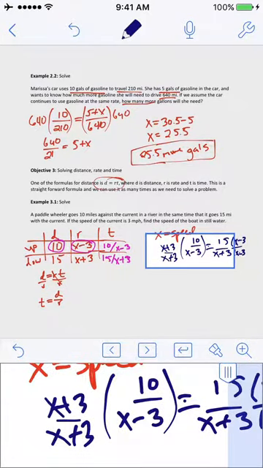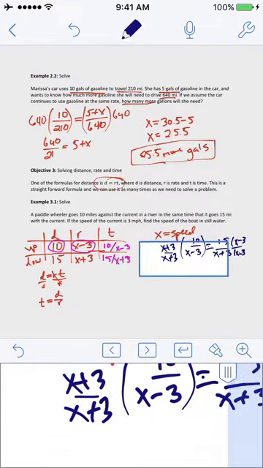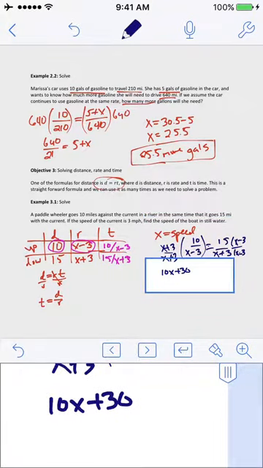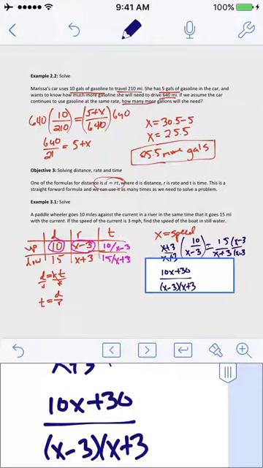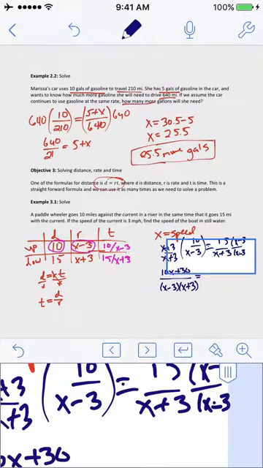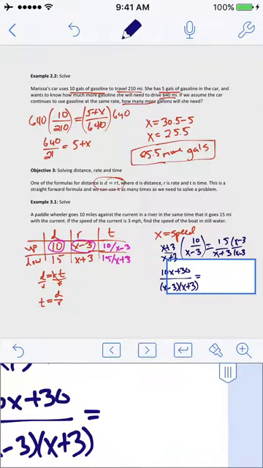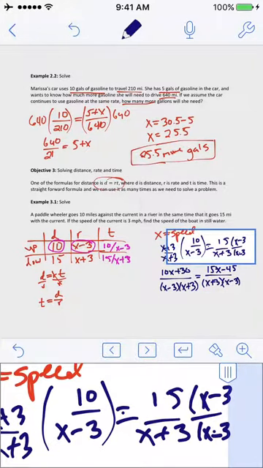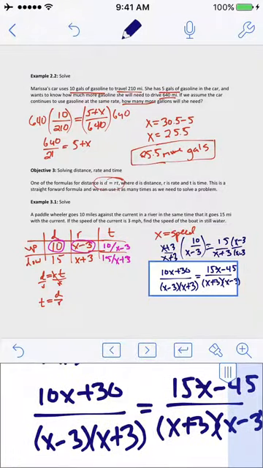And here I end up getting 10x plus 30 when you multiply the tops, and then over x minus 3, x plus 3, is equal to 15x minus 45 over x plus 3 and x minus 3. So I've just multiplied the tops and made the bottoms the same.